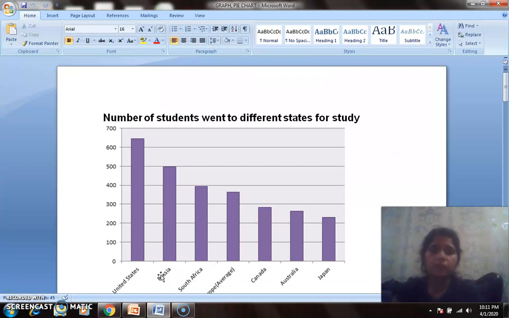Number of students went to different states for study. So as you can see, US, this is the number. Russia, this is the number 500. South Africa, 400. Then Canada, it's around 280. Australia, Europe is around 380, and then it is 260 or 270, we can say 210 or 220 Japan. So this is bar chart.